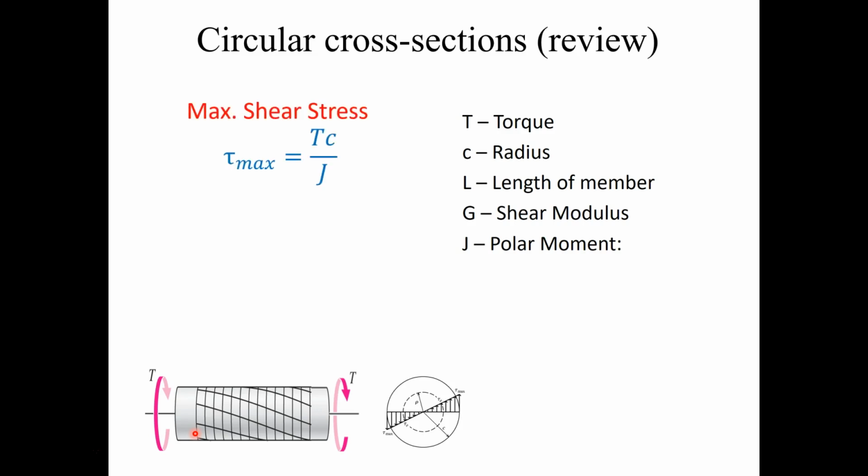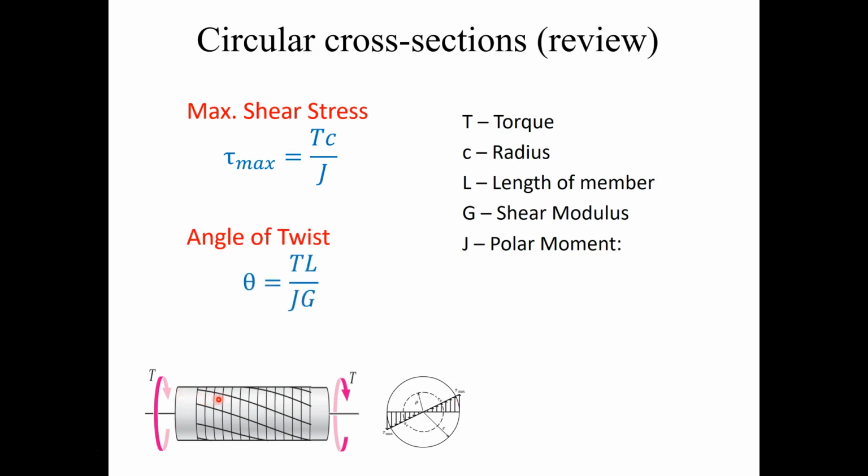You may recall that our maximum shear stress is equal to our torque times the radius divided by the polar moment of inertia. And here we see that the maximum shear stress occurs at the outside circumference, and that's constant all the way around the circumference.